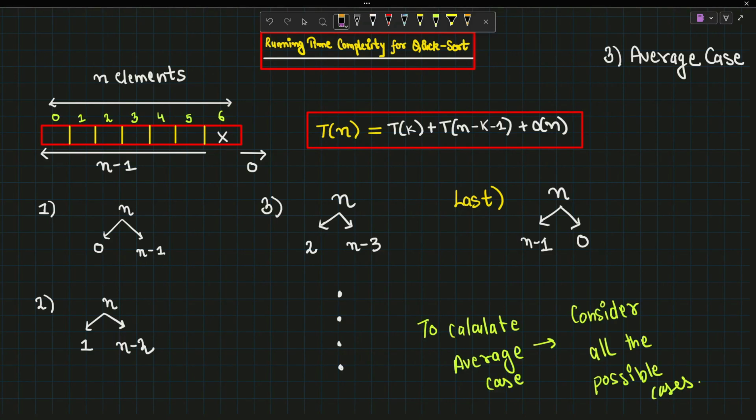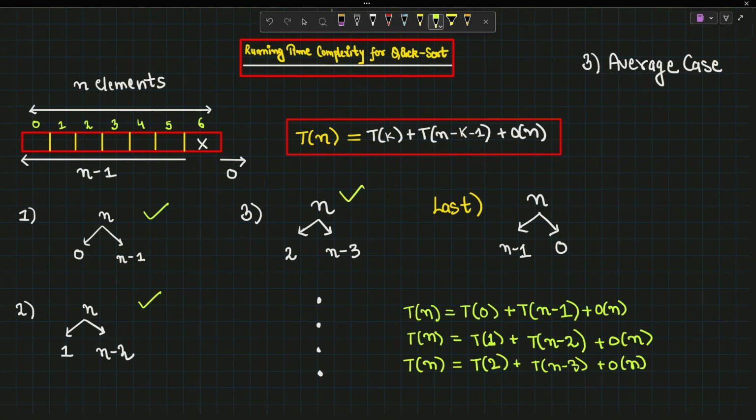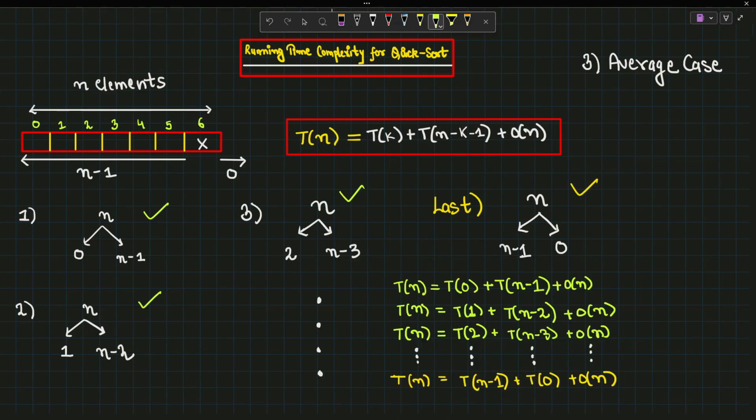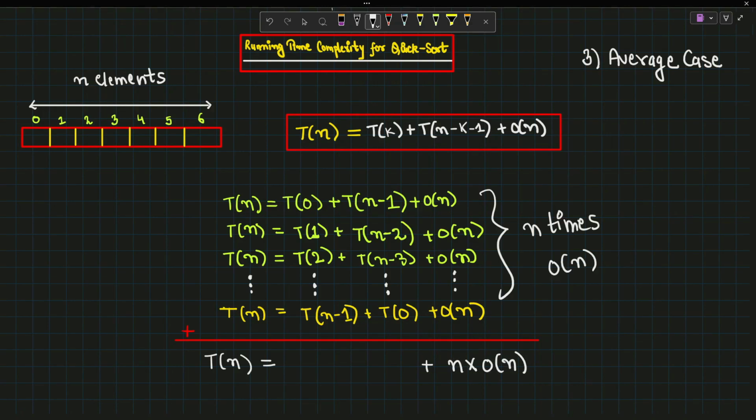Now we will form recurrence relations for these cases by just putting the value of k in our general relation. For the first case the value of k is 0, then 1, then 2, and at last the value of k will be n-1. After forming recurrence relations for all the possible cases, we will add up all the cases and try to find the resulting sum. Here, the sum of big O of n is repeating n times, so its sum will be n times big O of n.